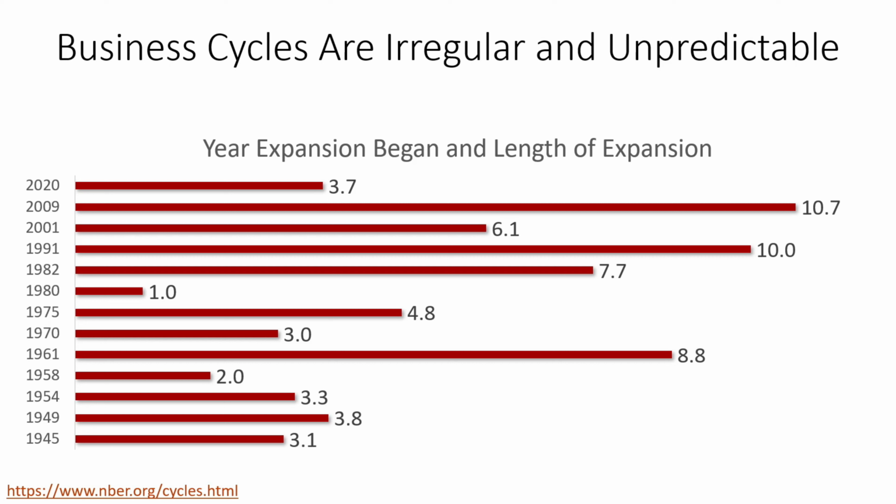How do we fix recessions? And what causes recessions to happen? That's the purpose of this video, discussing this within the context of a simple short-run macroeconomic model. Recessions are irregular and unpredictable.